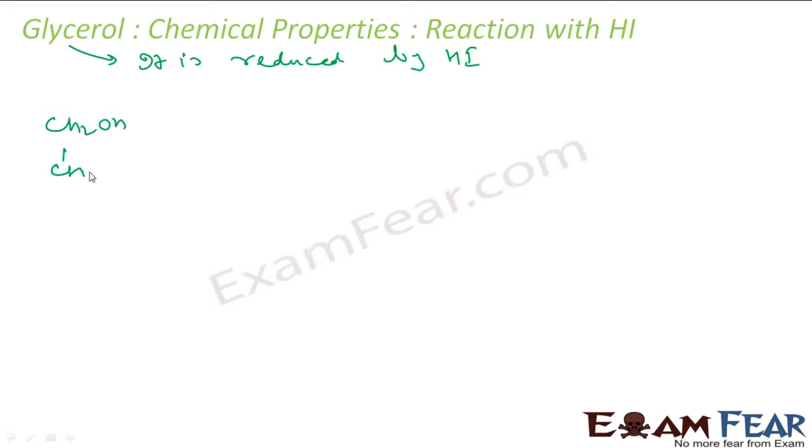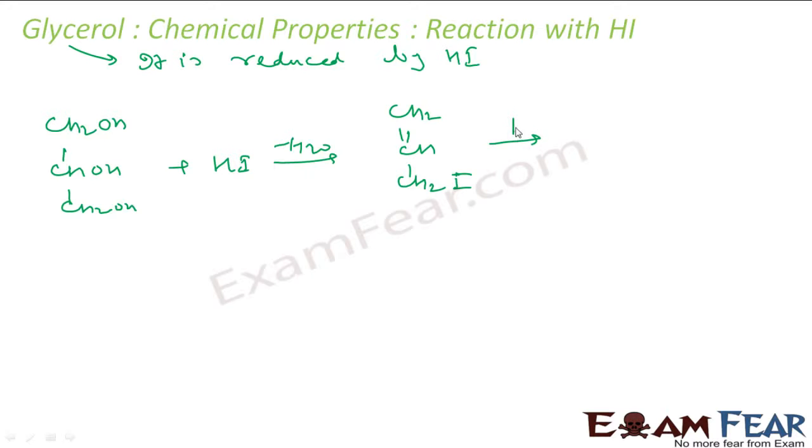CH2OH, CHOH, CH2OH. When I react with HI, it reduces and you remove water. You get CH2=CH-CH2I. That's the reaction. You add more HI, it's a little funny now. So this becomes CH3, CH=CH2.